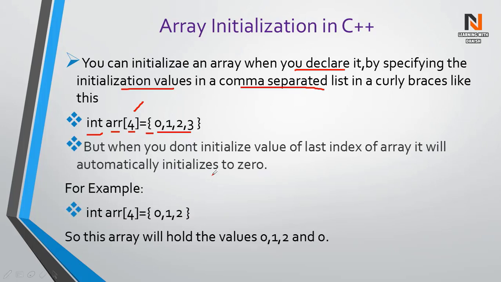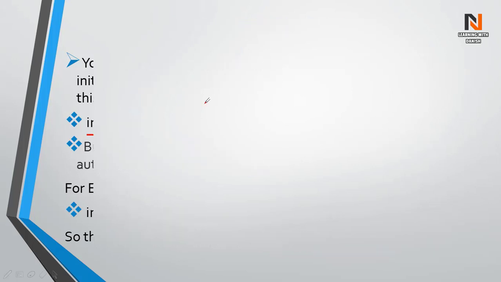But when you don't initialize the value of the last index of the array, it will automatically initialize to 0. For example, here I am making an int array of 4. This array contains 4 elements, but here I only initialize 3 elements. So the fourth element automatically goes to 0. So when you are initializing an array, you have to use all elements, otherwise it automatically goes to 0. So now we will see its program.